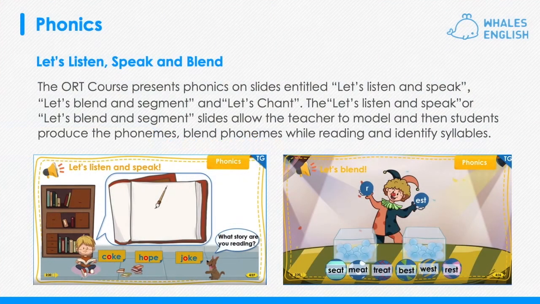Connection. The ORT course presents phonics on slides entitled Let's Listen and Speak, Let's Blend and Segment, and Let's Chant. The Let's Listen and Speak or Let's Blend and Segment slides allow the teacher to model and then students produce the phonemes. Students blend phonemes while reading and they identify syllables.